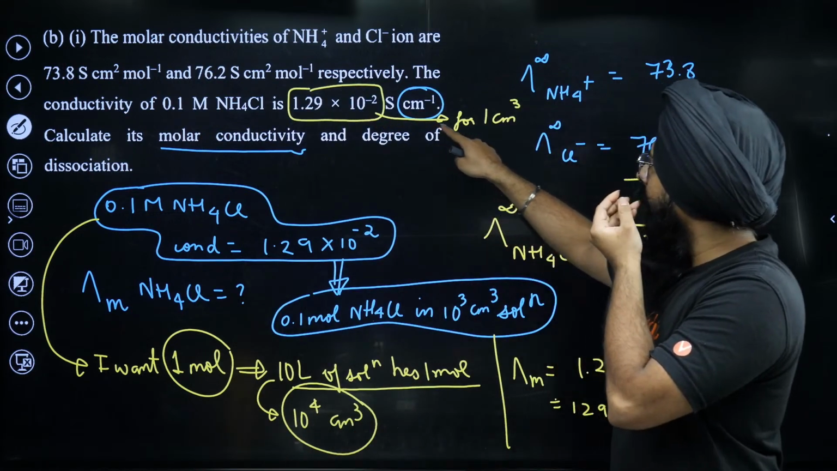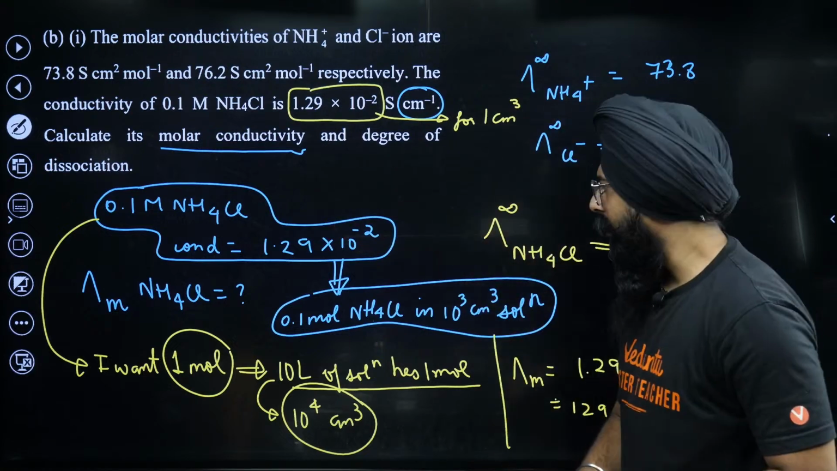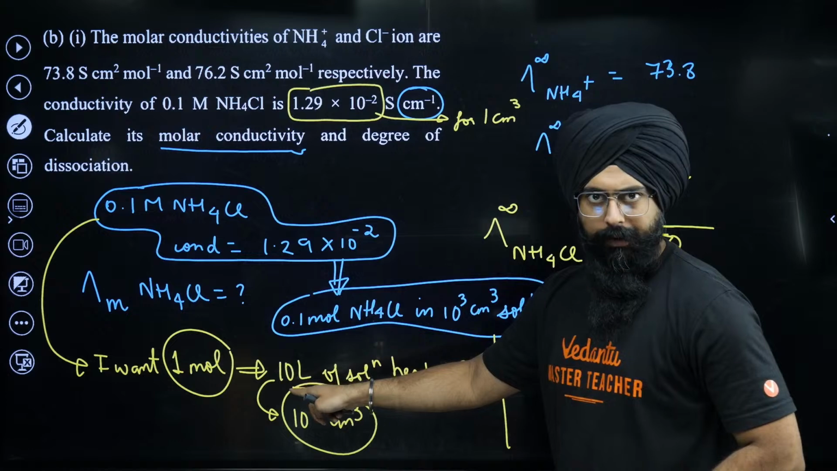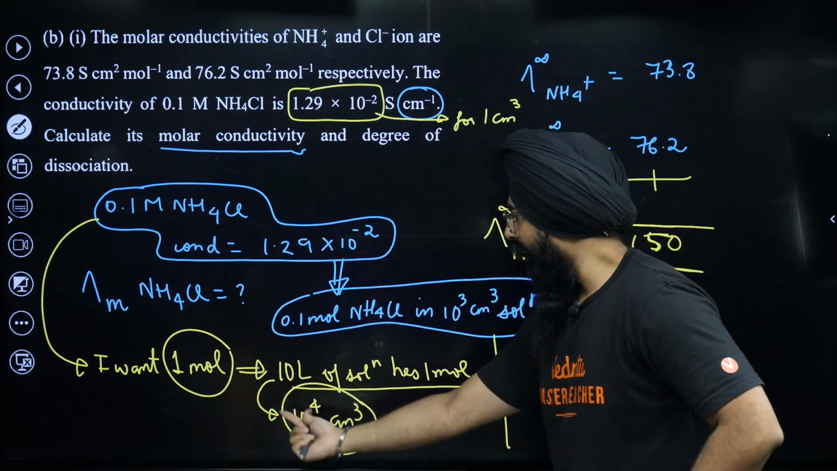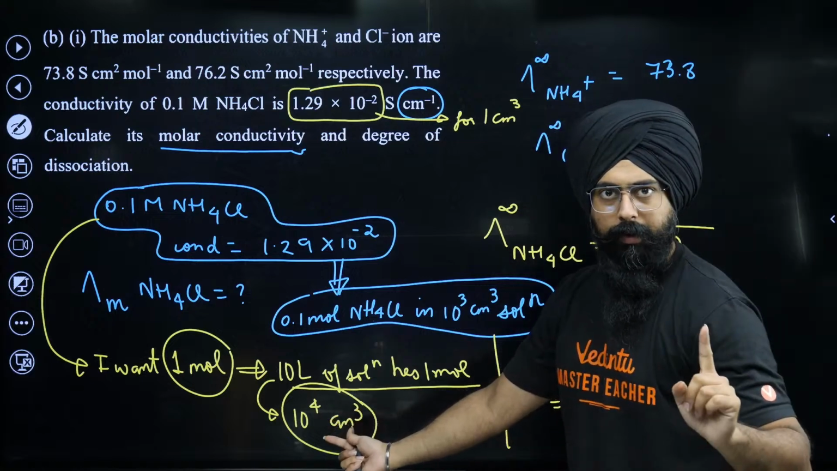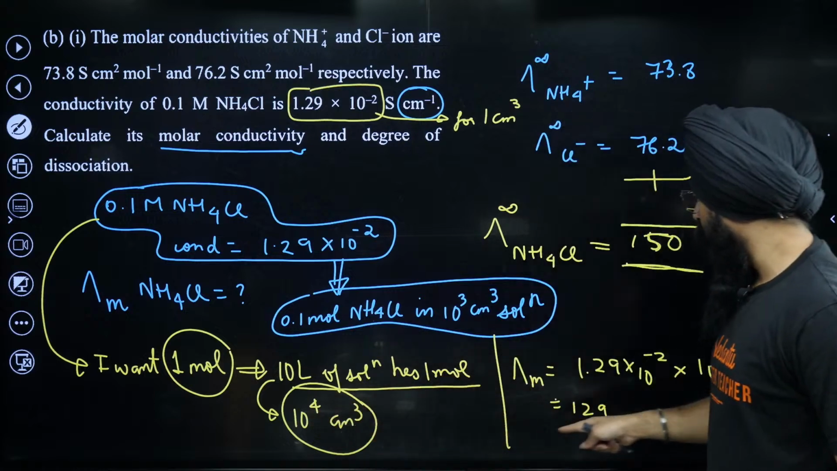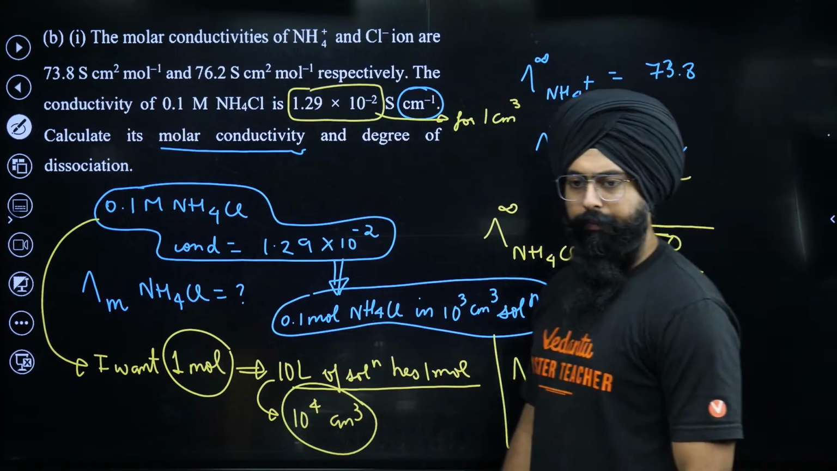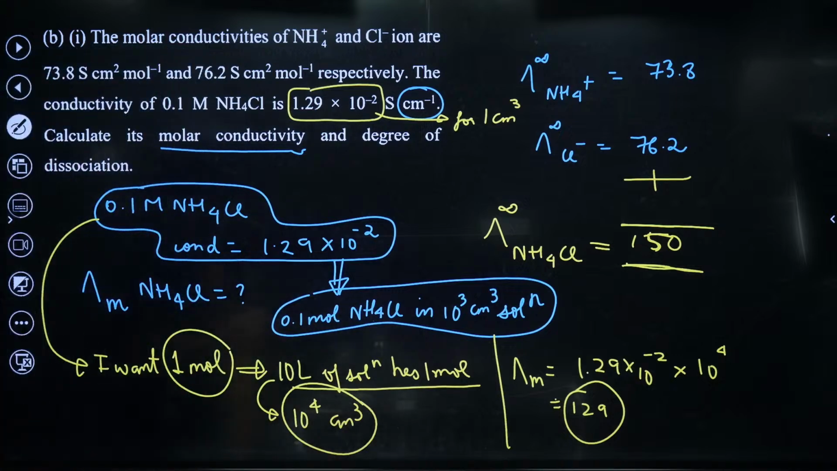The value given over here is for 1 cubic centimeter block. I need to calculate value for 10 liters because 10 liters contains 1 mole of the substance. So 10 liter can be written as 10 to the power 4 cubic centimeters. Calculate the value for 10 to the power 4 cubic centimeters, comes out to be 129. Better perspective given to you.